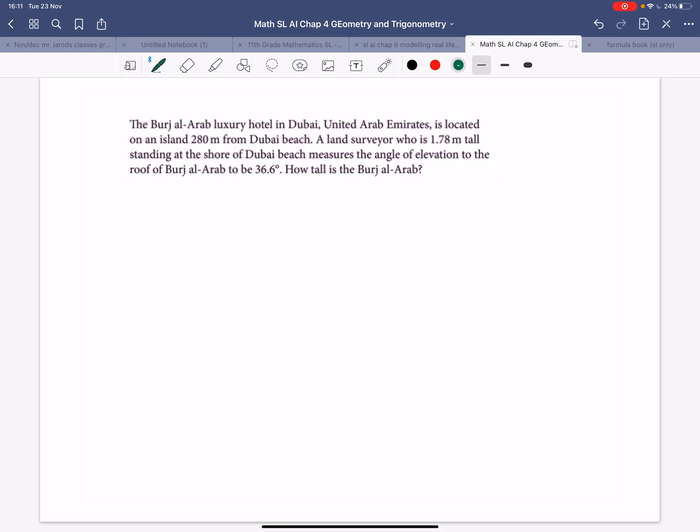The Burj Al Arab luxury hotel in Dubai, United Arab Emirates, is located on an island 280 meters from Dubai Beach. A land surveyor who is 1.78 meters tall, standing at the shore of the Dubai Beach, measures the angle of elevation to the roof of Burj Al Arab to be 36.6 degrees. How tall is the Burj Al Arab?